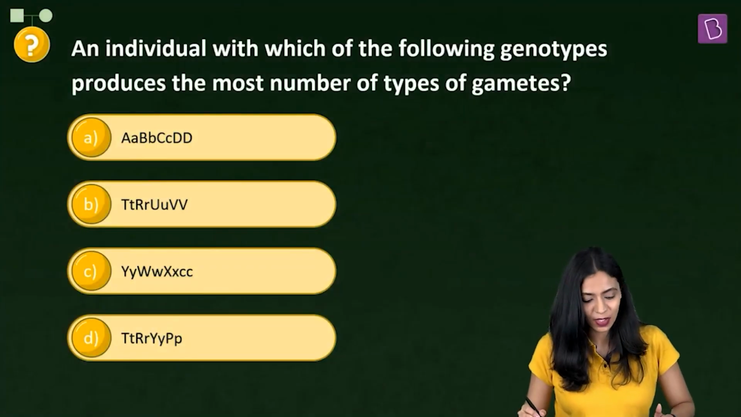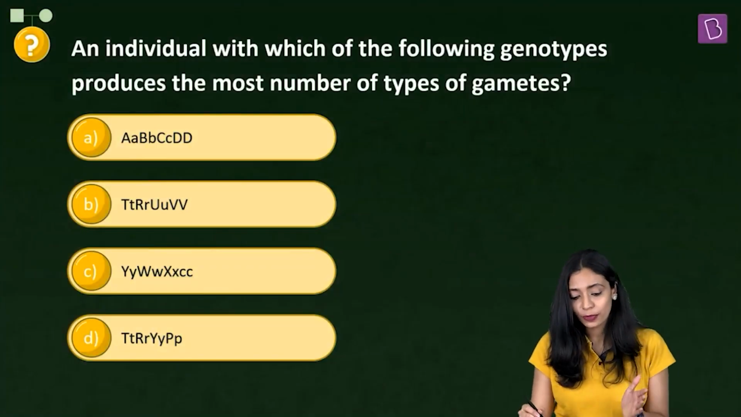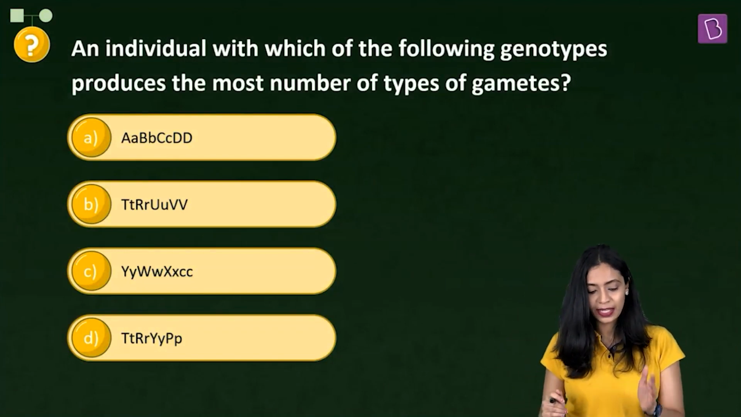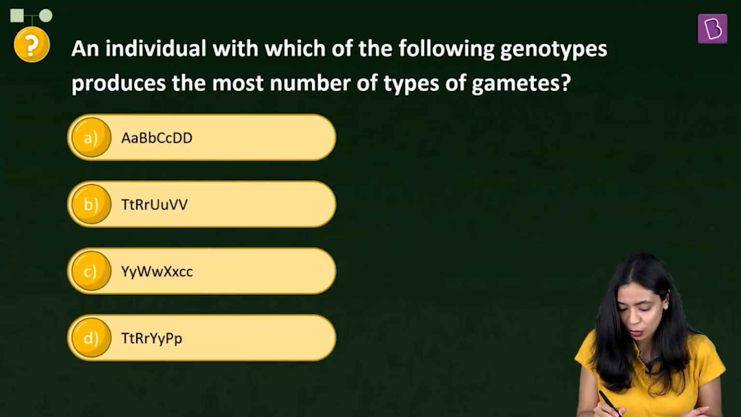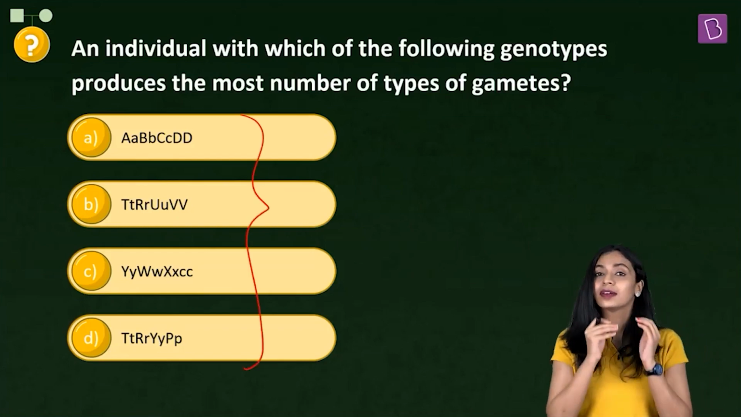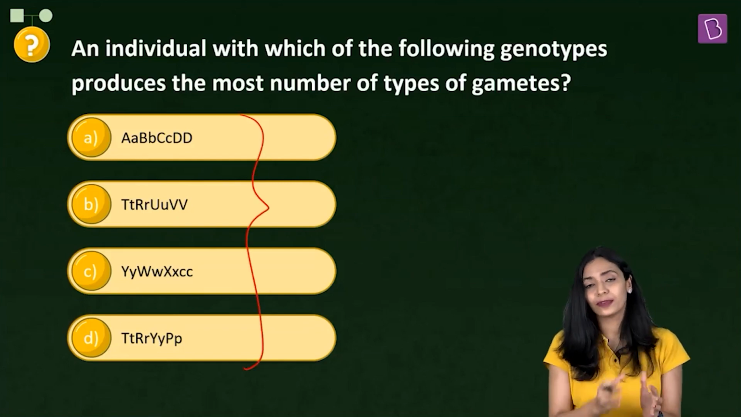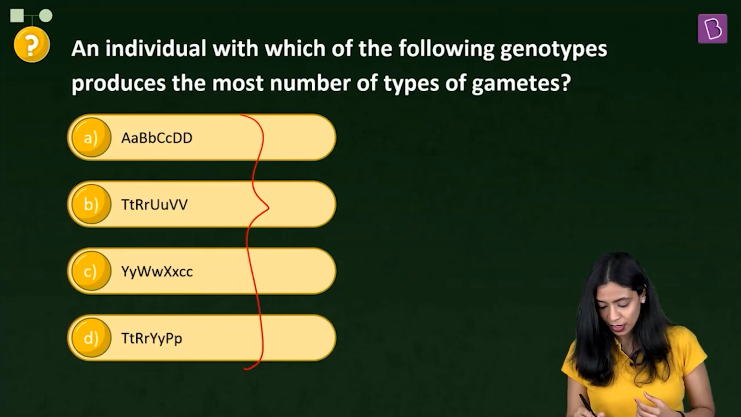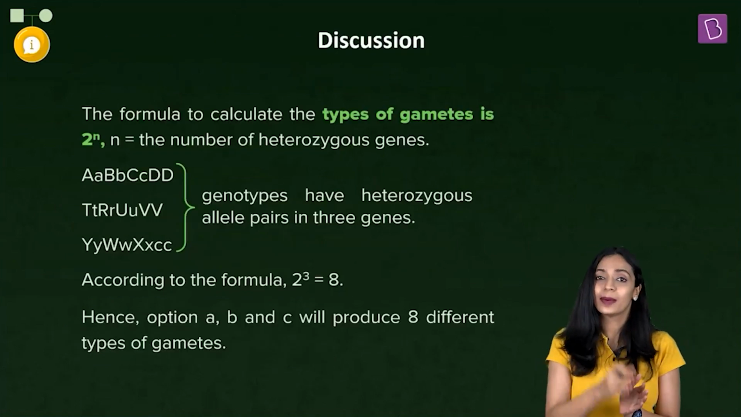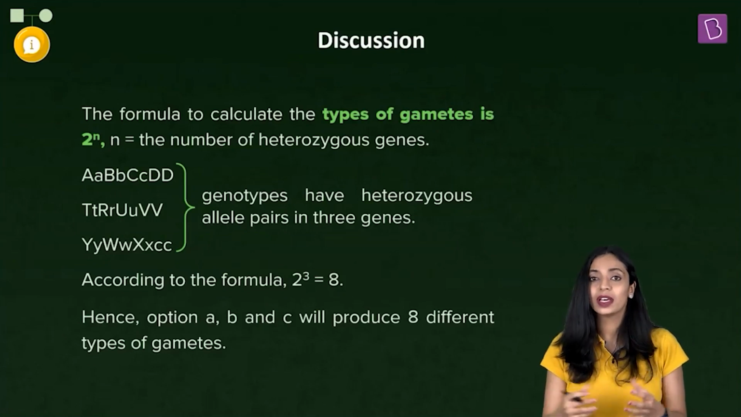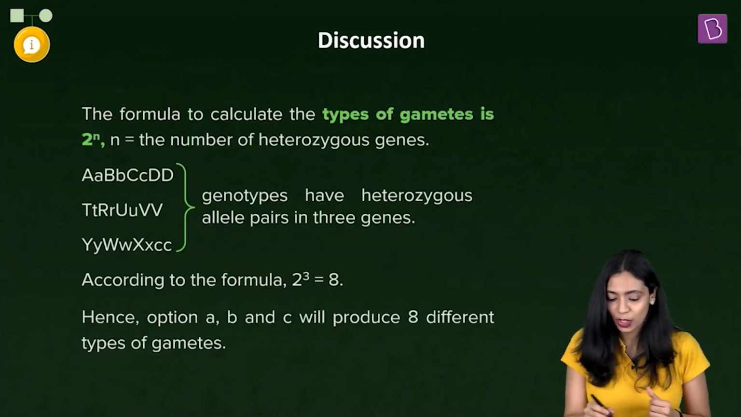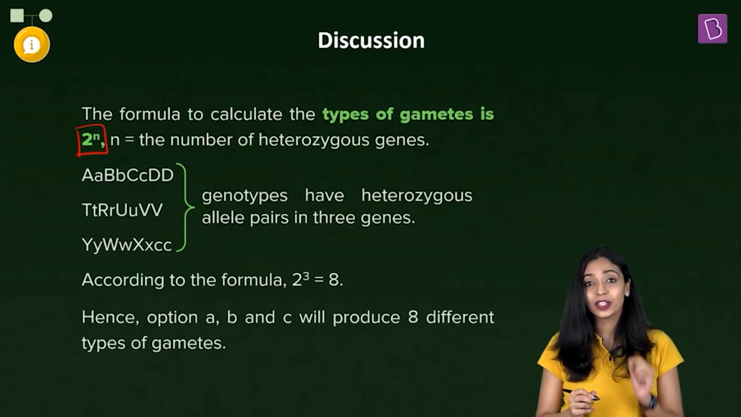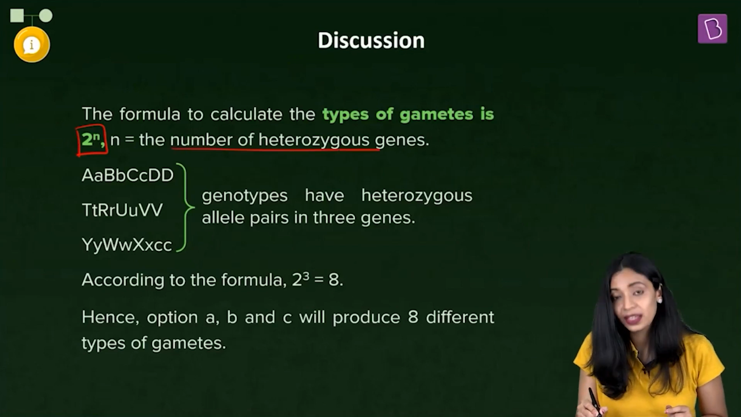Let's take a look at this question. An individual with which of the following genotypes produces the most number of gametes? In the options, we have 4 different genotypes given, and we have to figure out an organism containing which of the given genotypes will produce the most number of types of gametes, okay? So there's a formula used to calculate the number of types of gametes that are possible when a genotype is given, and the formula is 2 to the power of n. Over here, n represents the number of heterozygous genes that is present in the given genotype.